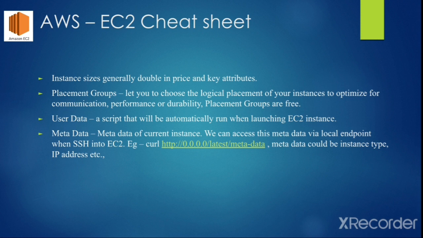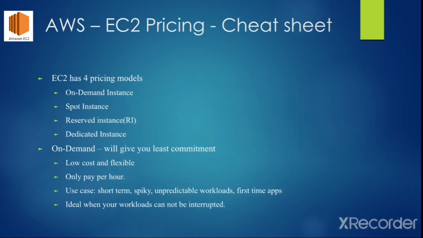So that's it on the EC2 instance. Let's quickly jump onto the EC2 pricing. The EC2 pricing will give you more details on how to choose, when to choose, where to choose, what kind of instance to choose for your need. So basically, EC2 has four pricing models. It comes with the on-demand instance, spot instance, reserved instance, and dedicated instance. You can choose any of these instances based on your need. I'll give you details one by one.